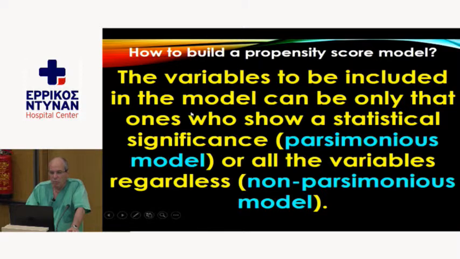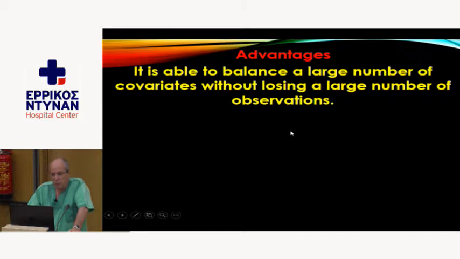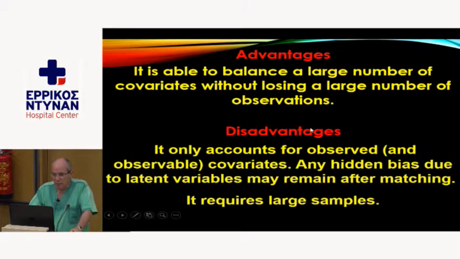The variables to be included in the model can be only the ones that show a statistical significance, or all the variables regardless. These are the origin of these 2 terms, parsimonious model and non-parsimonious model. Personally, I prefer to put in all the variables. The advantage of propensity score studies is that they are able to balance a large number of covariates without losing a large number of observations. If you have 2,000 patients, in general you are able to put together 75% of the patients. The disadvantage is that they only account for observed and observable covariates. Any hidden bias due to latent variables may remain after matching. And in general, you need large samples.